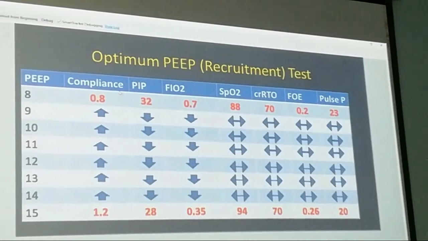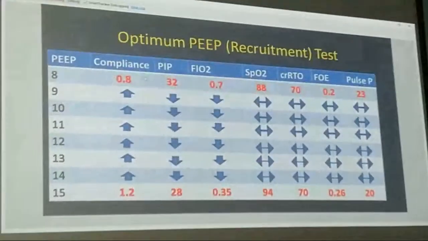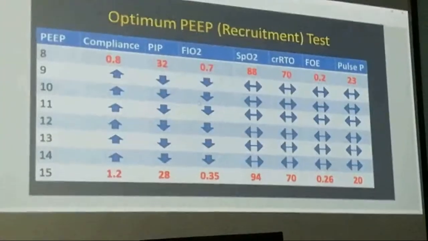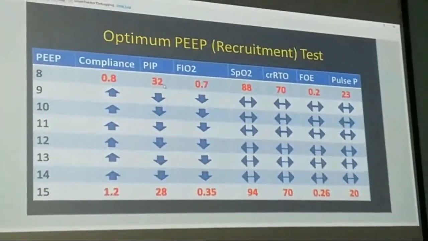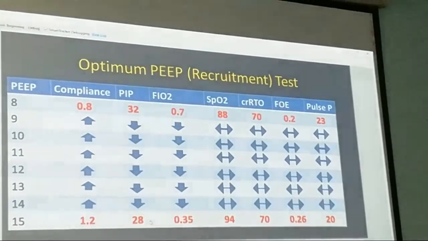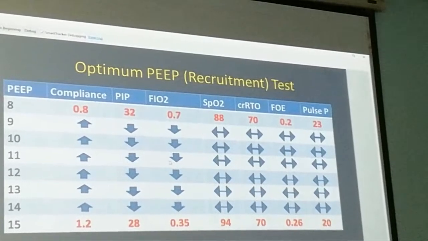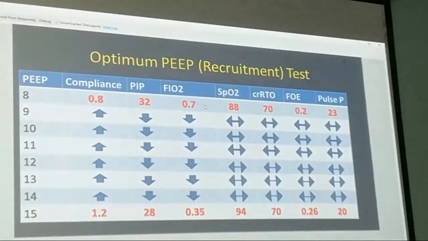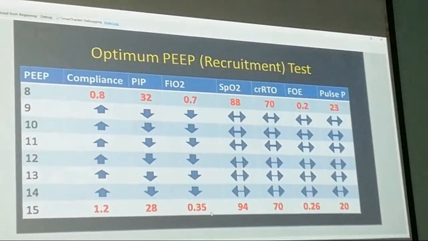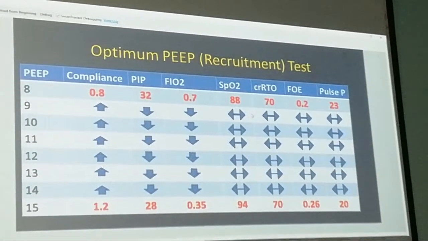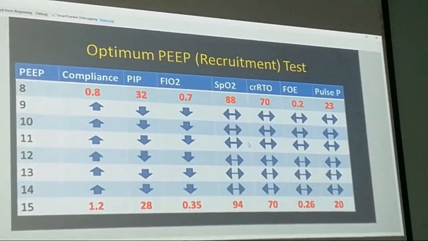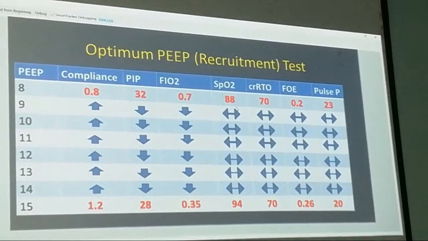Compliance from the machine, which was 0.8 before lung recruitment, then improved to 1.2 at the end of lung recruitment. The required PIP to deliver the preset volume was 32 centimeter water at the beginning, then decreased to 28, which reflects improved compliance. Baseline oxygen requirement was 70%, then improved to 35%. Oxygen saturation was maintained within our target saturation, between 86% to 94%.